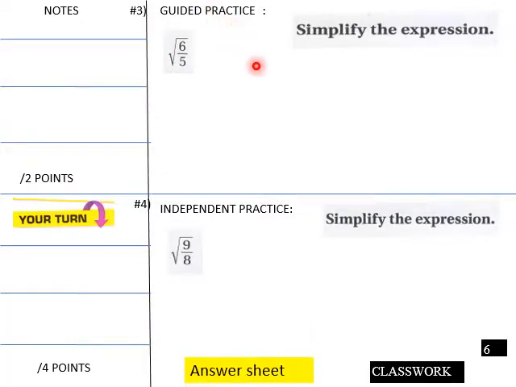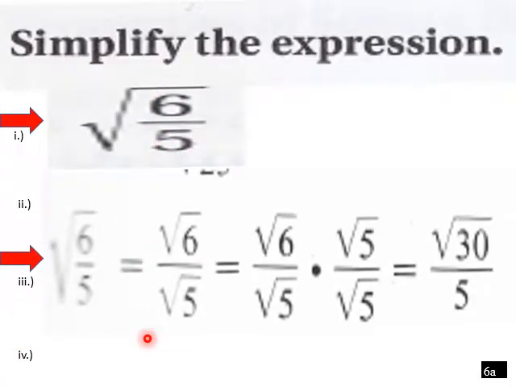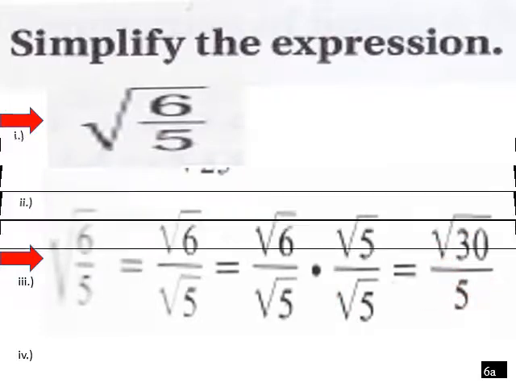Okay, so let's do this here. Students, this is yours. Pay attention so you can do your independent practice while we do our guided practice here. Radical 6 over 5. We're going to multiply both our numerator and denominator by radical 5 to get rid of our radical here, and then the radical will go away. We have 5 underneath radical 3.